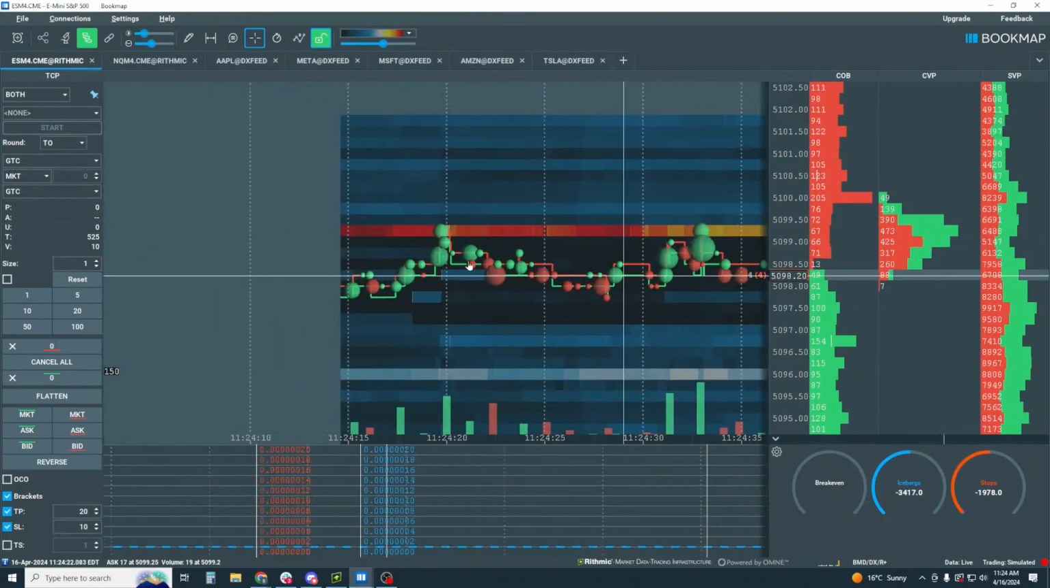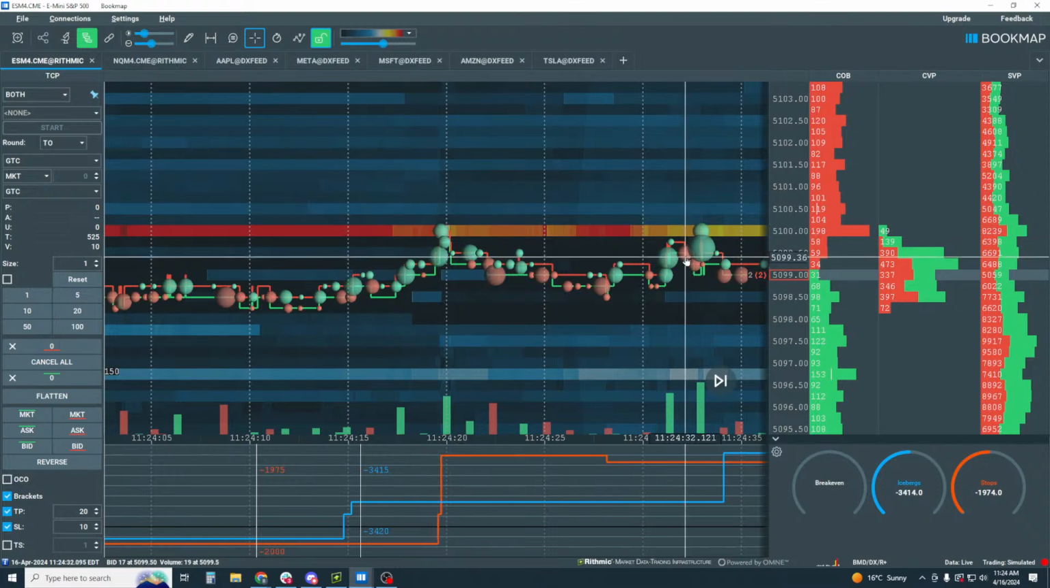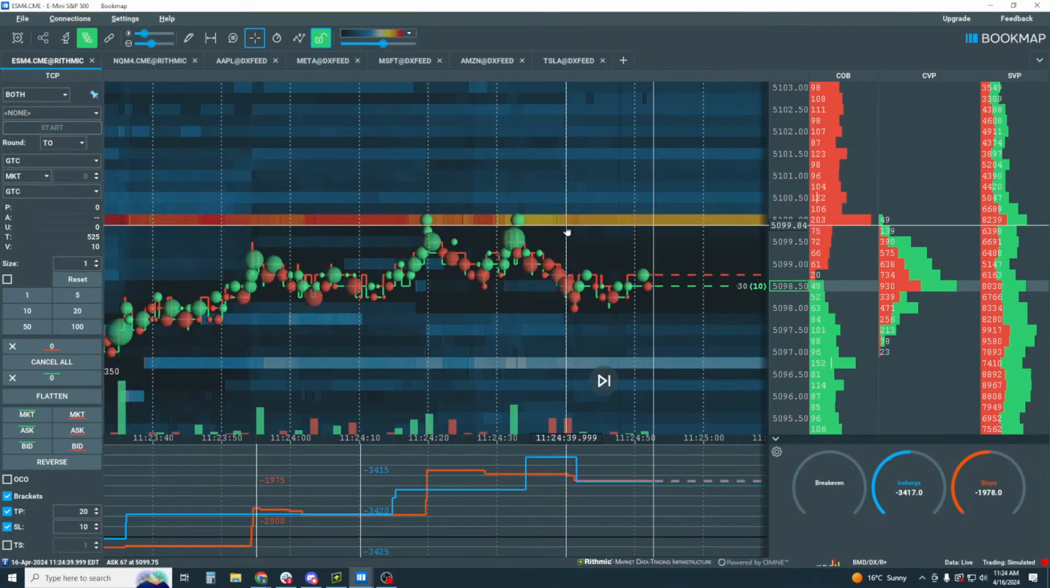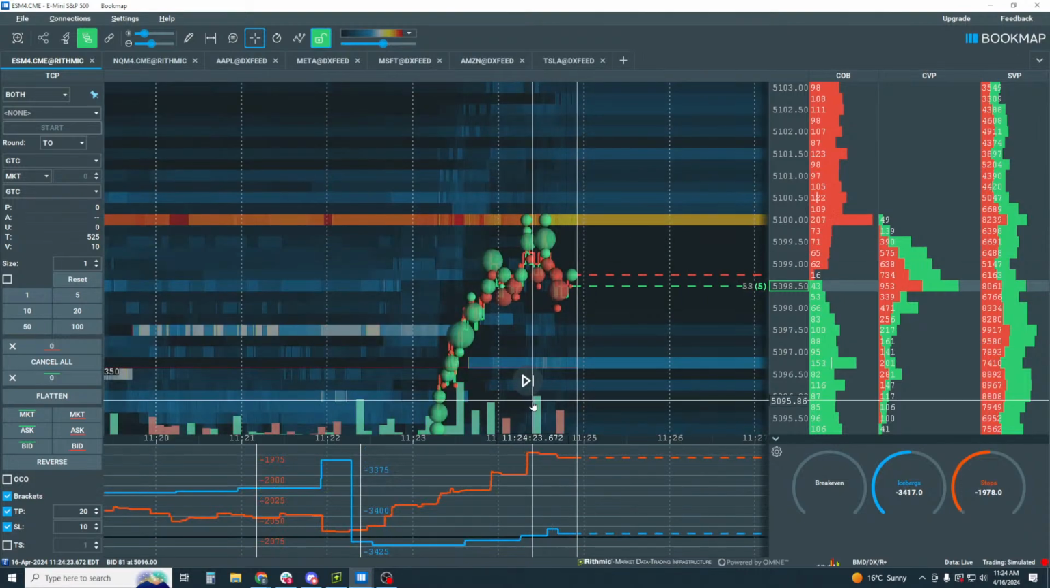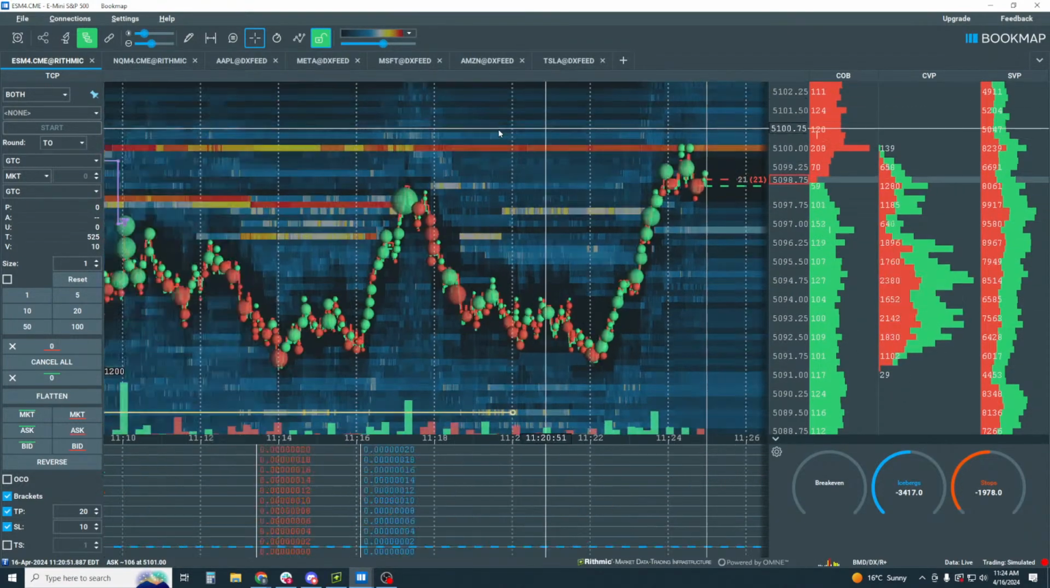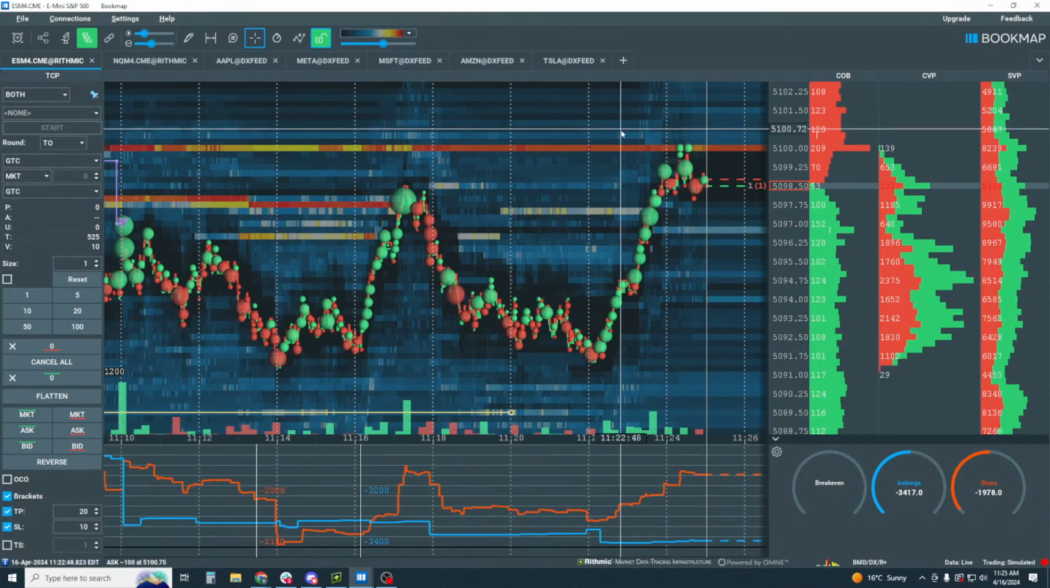I don't think we would have been filled. Yeah, we wouldn't have been filled most likely, but it did it. That's why we front run by a tick or two. All right.